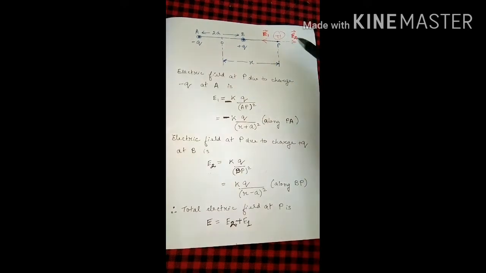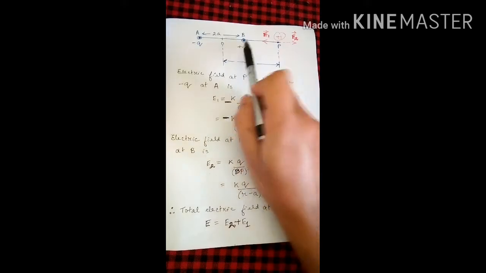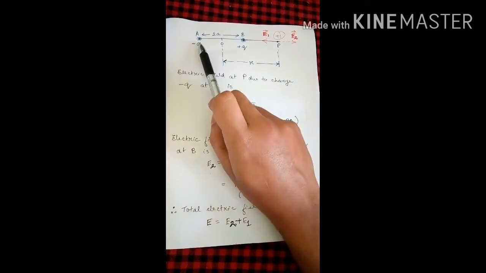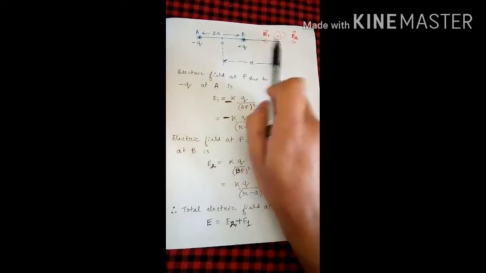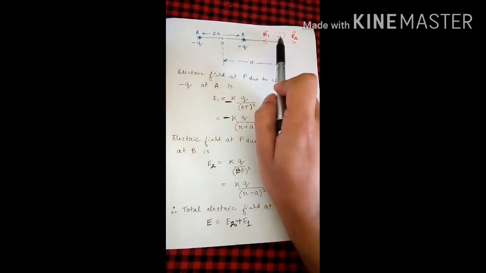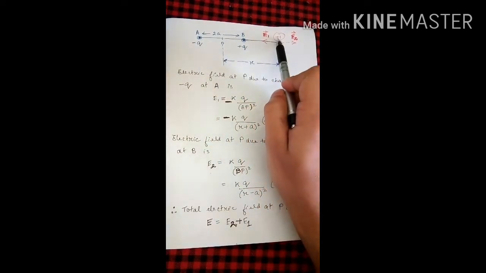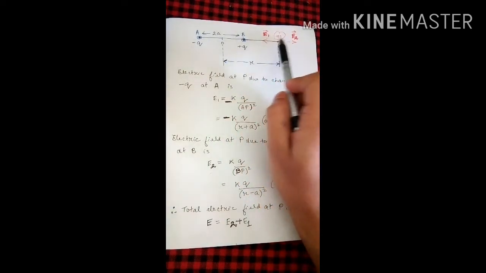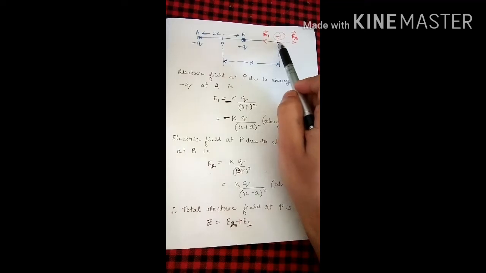Now you may ask me why I have taken a positive charge here. See, if we place a positive charge here, then this charge will come under the effect of this dipole. The plus q charge will try to repel this charge, whereas the minus q charge will try to attract it. So this charge will be under the effect of both these charges. As a result, at this point we can calculate the electric field intensity.